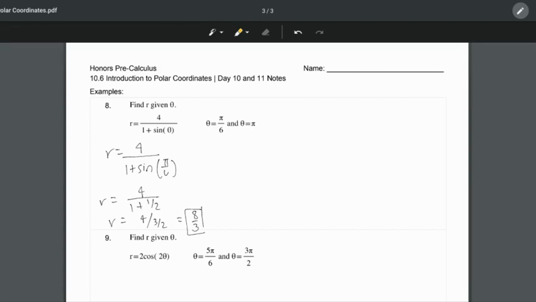Then we do the same thing, but plug in theta is pi. So we have r is equal to 4 over 1 plus the sine of pi. And so that gives us 4 over 1 plus, and sine of pi, remember, is 0. So that gives us that r is equal to 4.